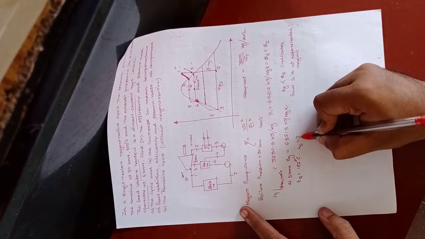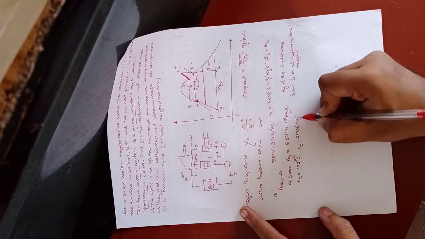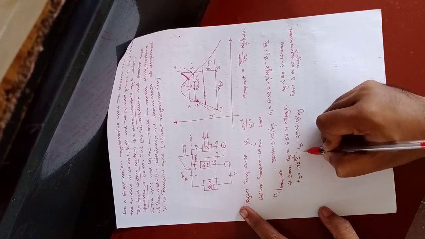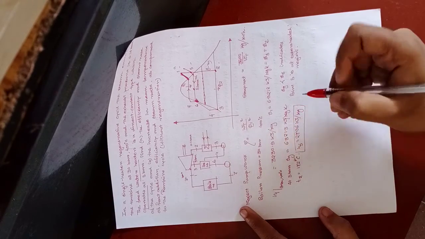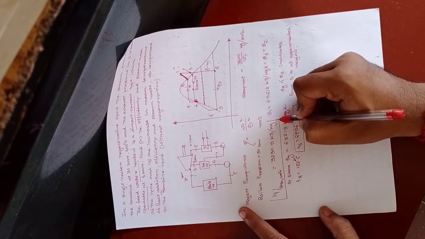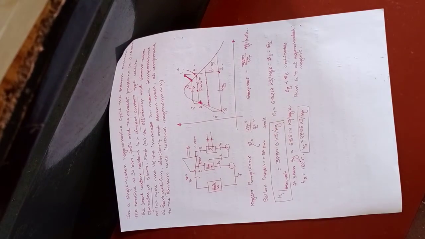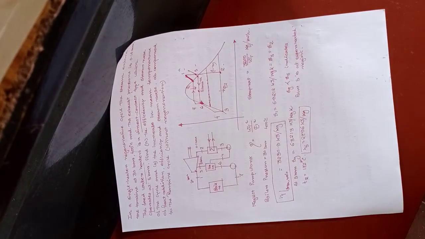H5 is 2796 kilojoule per kg. It is as per steam table. So I am writing it because I have already seen the data from the steam table. Now we have to find out what is X2, or what is the quality at point 2.